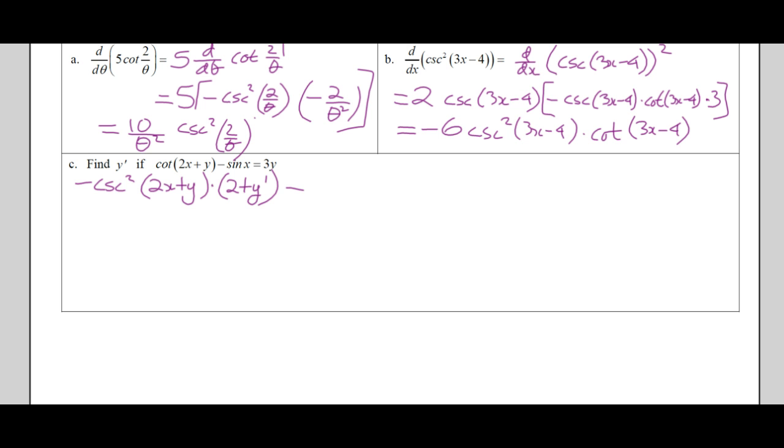Minus, derivative of sine is cosine, so it's just going to be minus cos x, right? Had that been a cos x, we'd be writing plus sine x, right? It'd be minus a minus. Equals 3y prime.